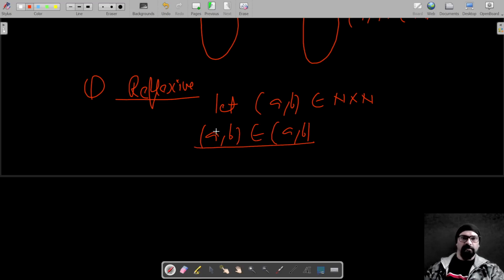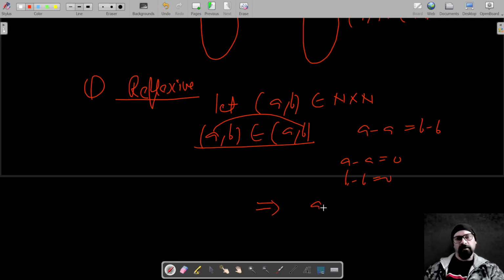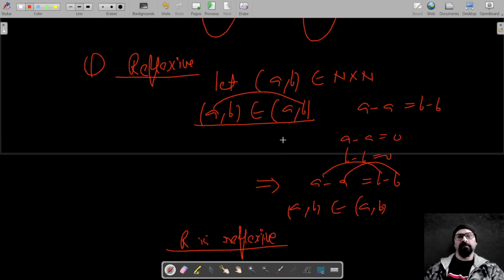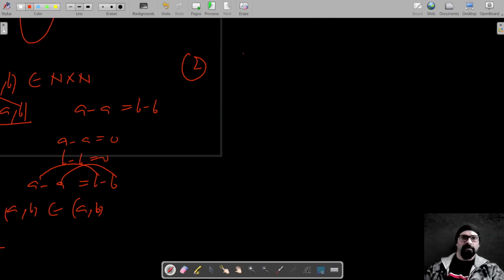Now let's consider, they would be in relation if we are able to show that a minus a is equal to b minus b. So now a minus a will be 0 and b minus b will be 0, which gives us that a minus a is equal to b minus b. So that means (a, b) is in relation with (a, b). So the ordered pair is in relation with itself. So that means the relation is reflexive.